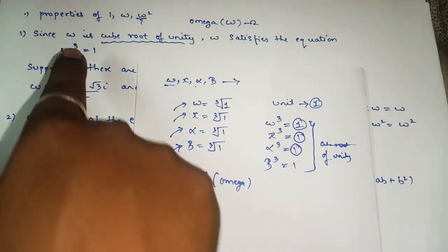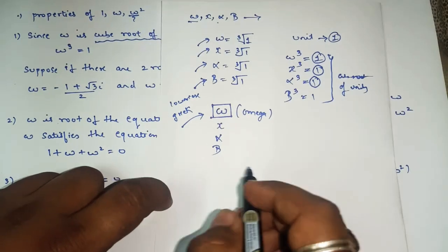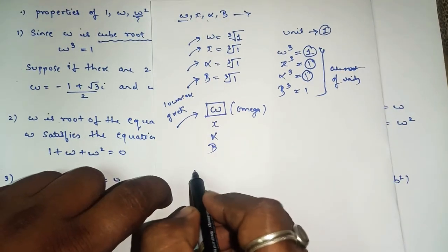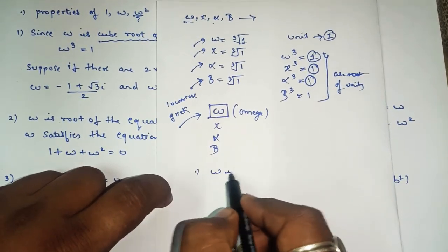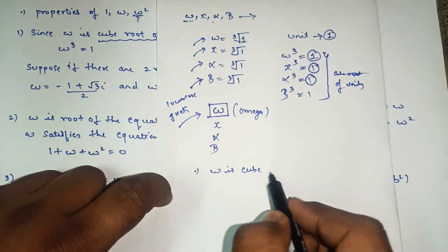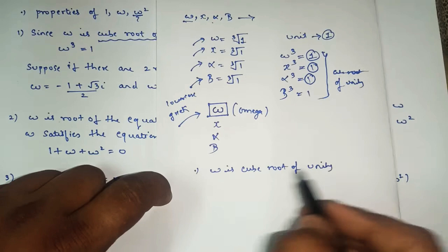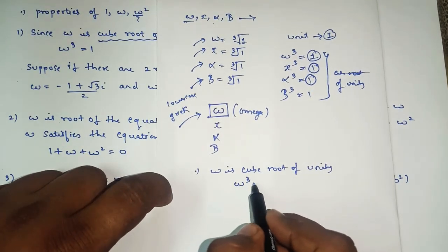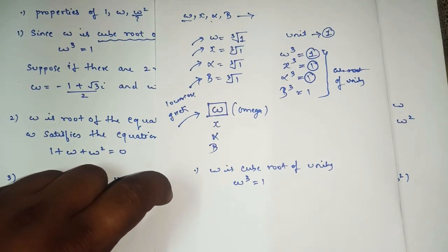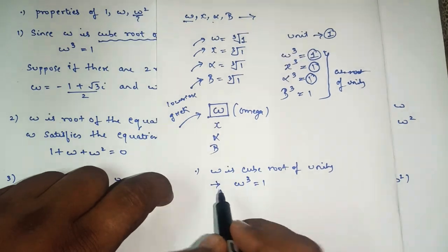Okay, so now we'll see the formula. The first one we got is the formula for the cube root of unity. Suppose w is the cube root of unity, so it means w cube equals 1. Okay, so here we got our first formula.